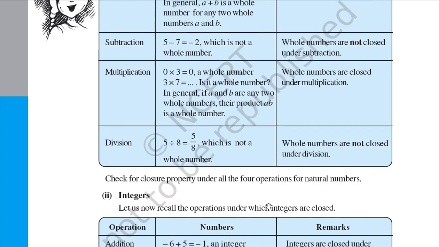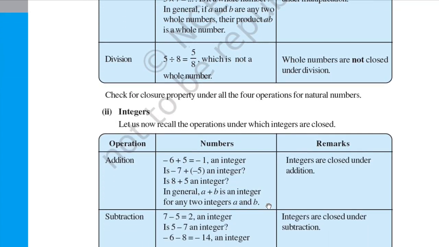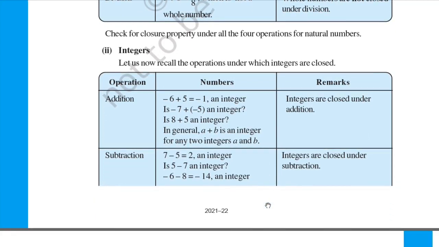So check the closure property under all the four operations for natural numbers. Second is integers. Let us now recall that operations under the integers are closed. The operation is addition. Minus 6 + 5 = minus 1, an integer. Minus 7 + minus 5, an integer. 8 + 5, an integer. In general, a + b is an integer for any two integers a and b. Integers are closed under addition.